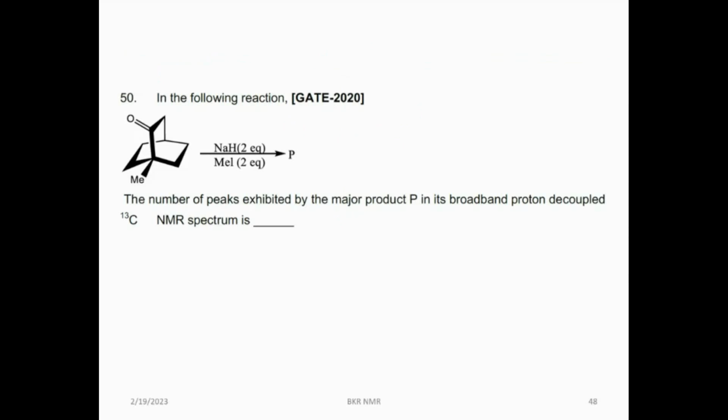Now tell me this. GATE 2020, the year before, a 2 marks question. You have to find the product first. The following reaction gives P. The number of peaks exhibited by the product P is what they have asked, not the starting material.